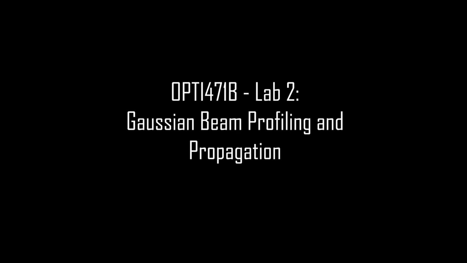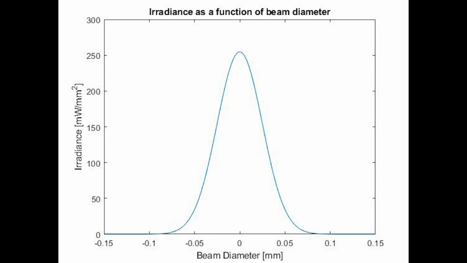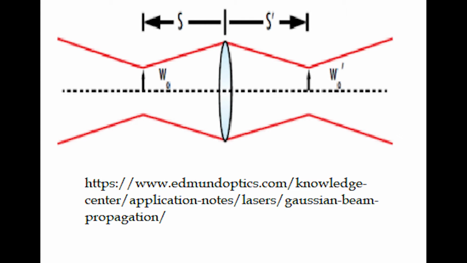This lab covers Lab 2, Gaussian beam profiling and propagation, and the purpose of this lab was to explore the basics of Gaussian beams, profile a Gaussian beam, and look at how a beam propagates through a lens.